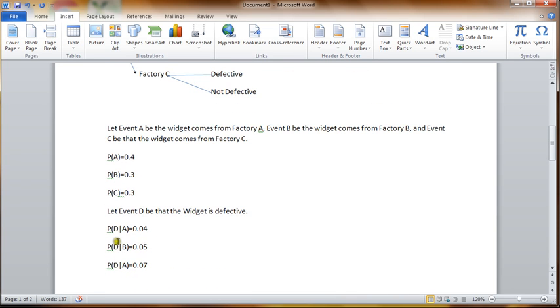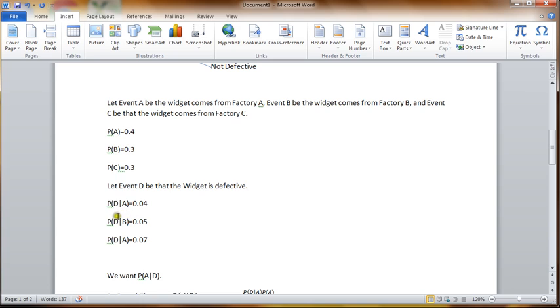Then down here what we have is the conditional probability statements. So what's the probability of D conditioned on, or given the fact that A is true? That's how you read this: the probability of D given A. What's the probability that it's defective given that I know that I'm in set A, or that it came from factory A? And that's the defect rate for factory A. So what's the probability that it's defective if I know that it came from factory A? That's 4%. So we write that as a decimal as 0.04.